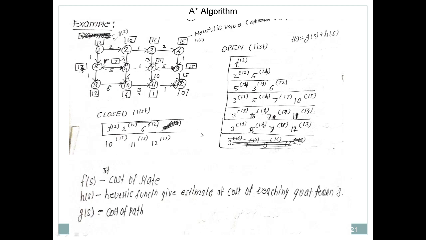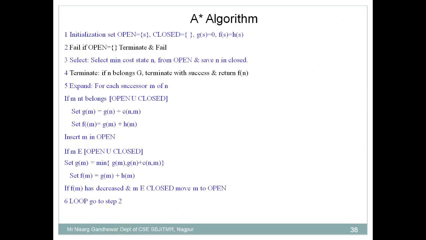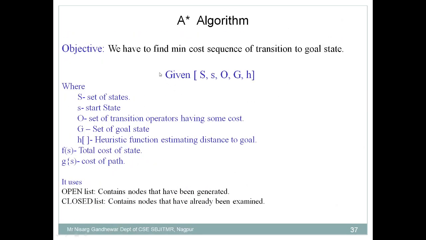Now we try to understand the algorithm. I think it's better to understand the example first and then the algorithm, so it will be easier for you to understand the algorithm. Now what is the objective of the A star algorithm? To find the minimum cost path from source to destination.